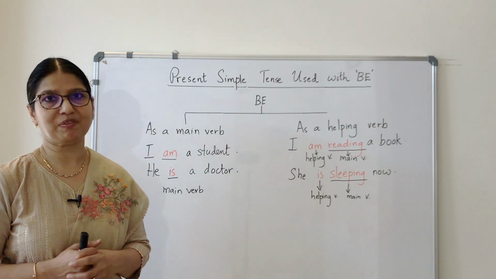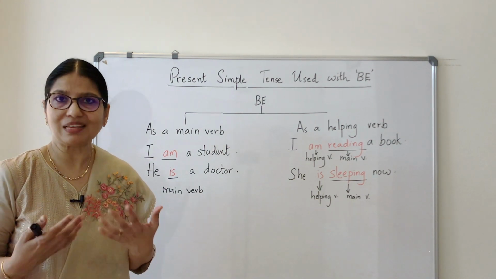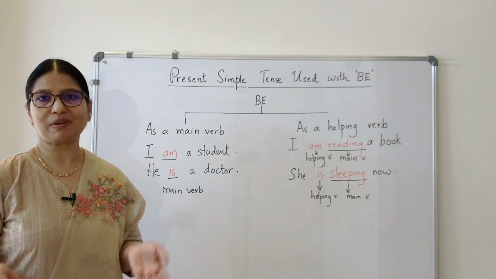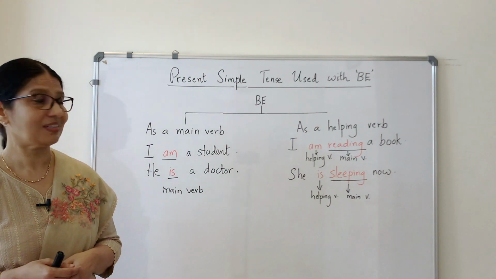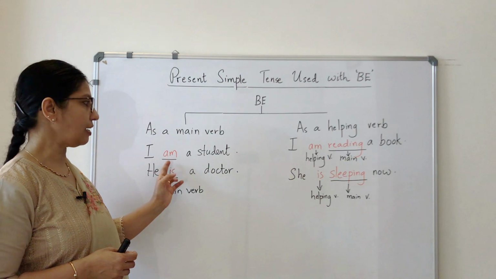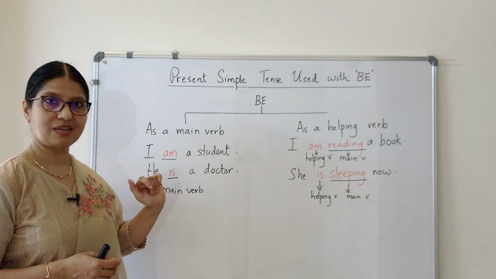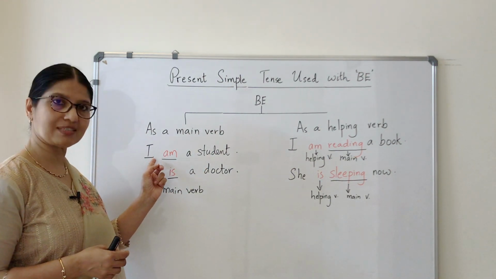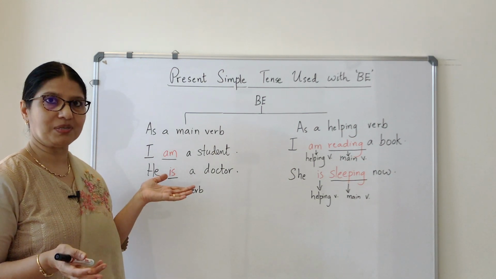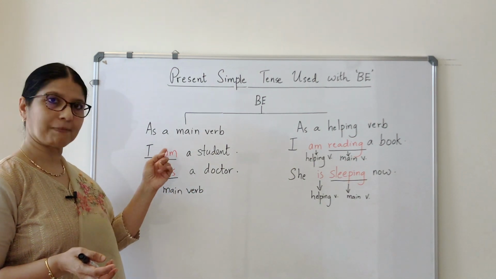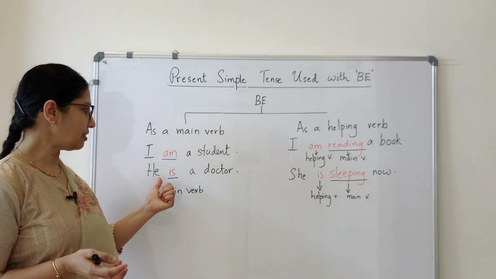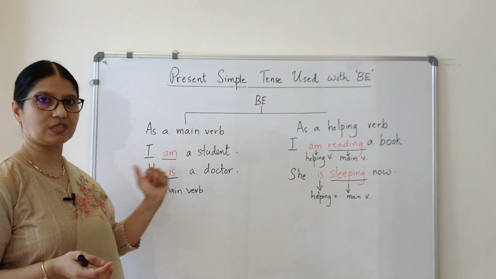You now know that the verb be is unique because it can function both as a main verb and as a helping verb. But how does it play this double role? Let me explain with the help of an example. Here you have the sentence, I am a student. In this sentence, you have I as a subject. And what is the verb? The verb is am.